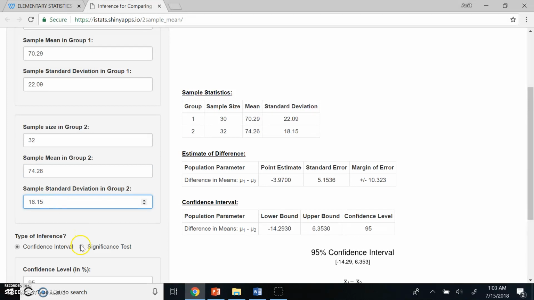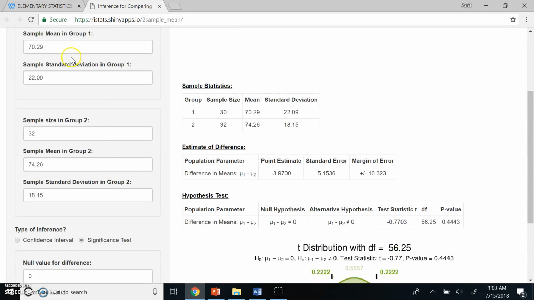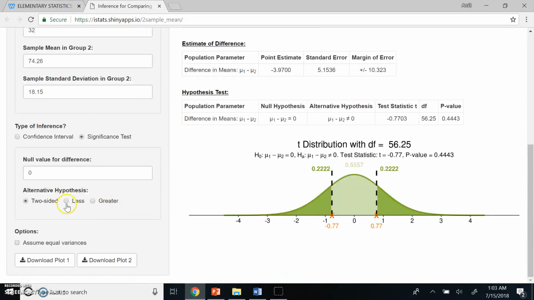Let's enter our data. We're doing a significance test. The null value will always be 0 for two proportions or two means, because the null value means that there is no difference between the two. In other words, mu1 equals mu2. Now in this case, we're testing whether the scores of the proctored group are significantly less than the scores of the non-proctored group. So we will click on less. Okay, so our test statistic is negative 0.7703 and our p-value is 0.2222.